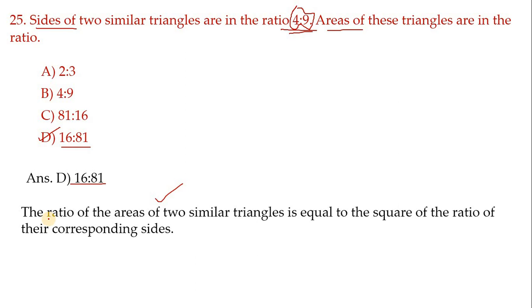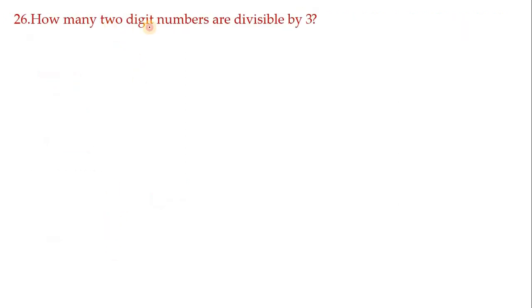And this is the theorem we have used to solve this: areas of similar triangles. Ratio of areas of two similar triangles is equal to the square of ratio of their corresponding sides. Move on to the next problem, children. How many two-digit numbers are divisible by 3?